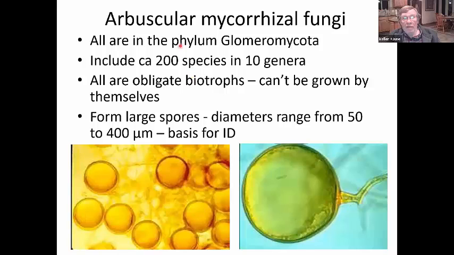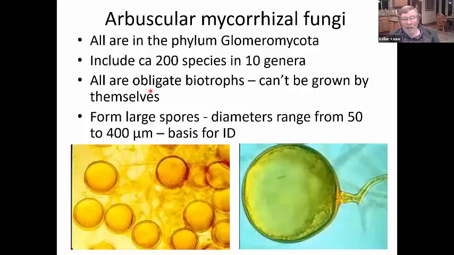The fungi that form arbuscular mycorrhizae are all in the phylum Glomeromycota, which nobody listening to this has probably ever heard of, right? Ascomycota and Basidiomycota you have heard of, right? But Glomeromycota is a fairly small phylum of fungi that are aseptate, so they're generally in the lower fungi, but they're right below the Ascomycota. There's only about 200 species here, and they're in 10 genera. And all of them are obligate biotrophs.